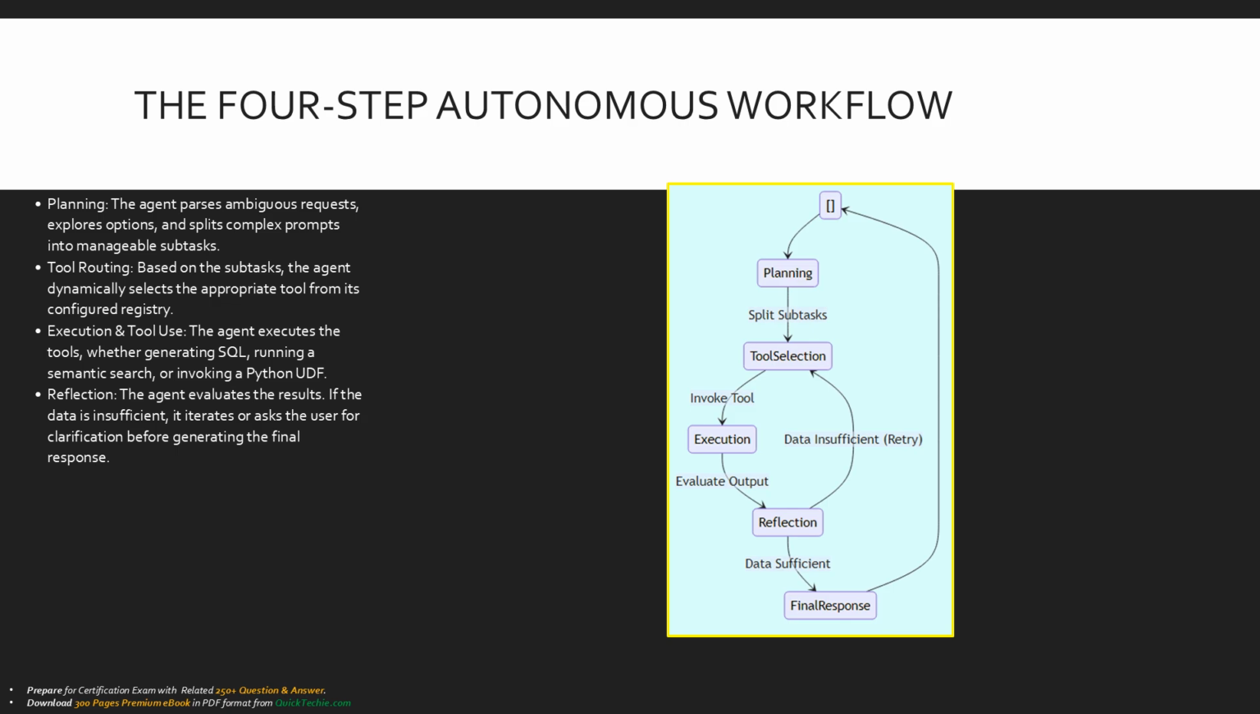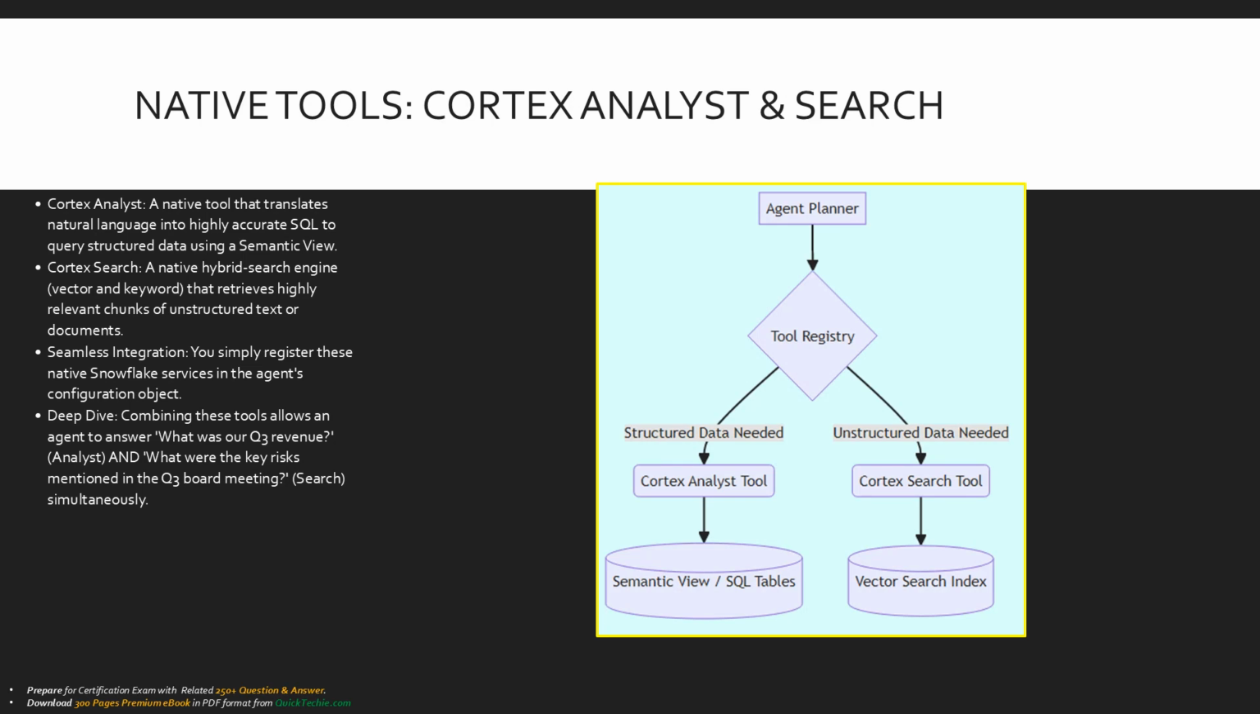This state diagram illustrates the agent's internal reasoning loop. Starting from planning, it moves to tool selection and execution. Notice the critical loop at the reflection node. If the data is insufficient or an error occurs, the agent routes backward, choosing to retry or pick a different tool. Only when the reflection phase confirms the data is sufficient does the agent break out of the loop and deliver the final response.